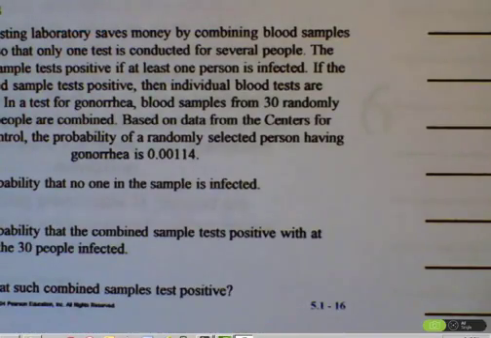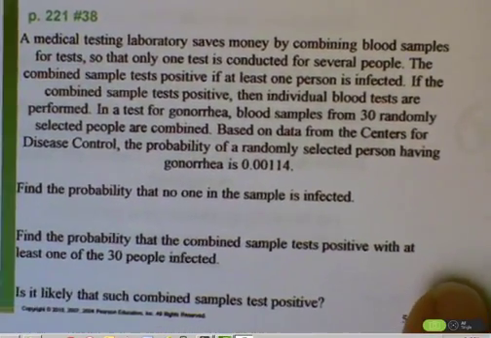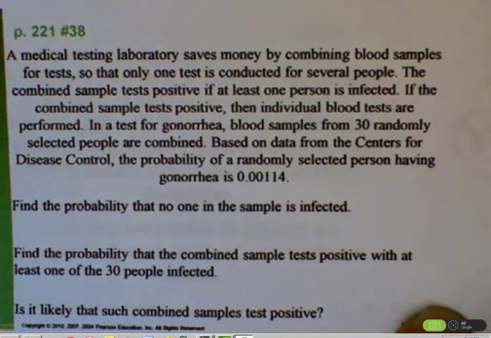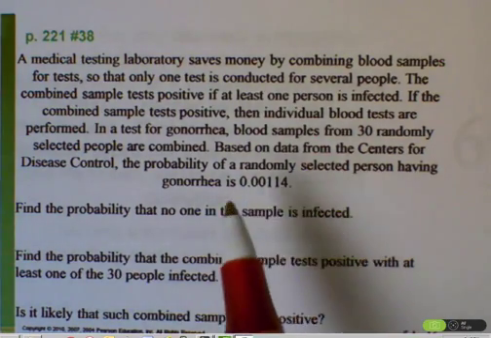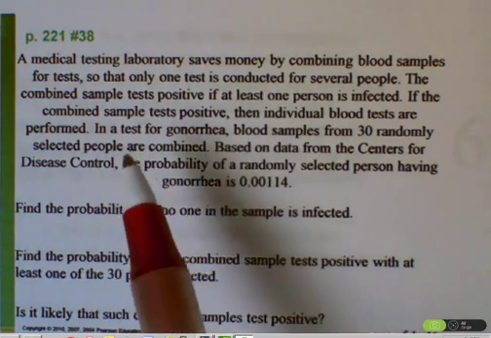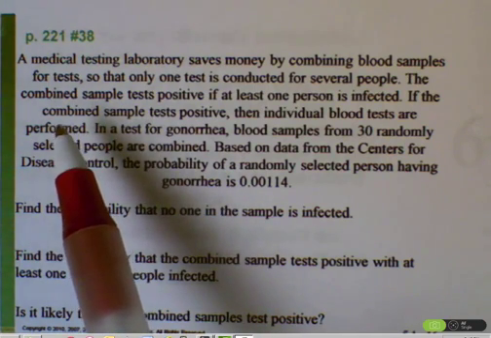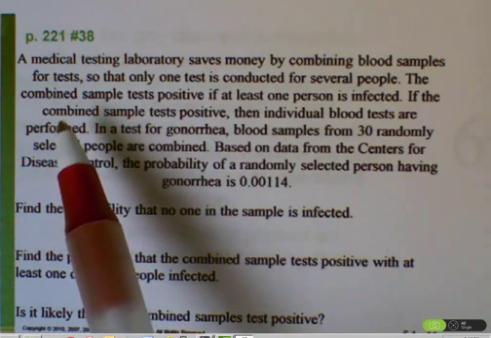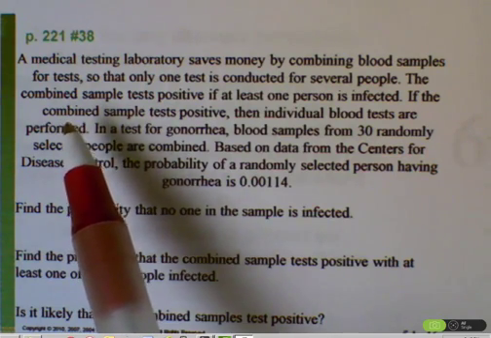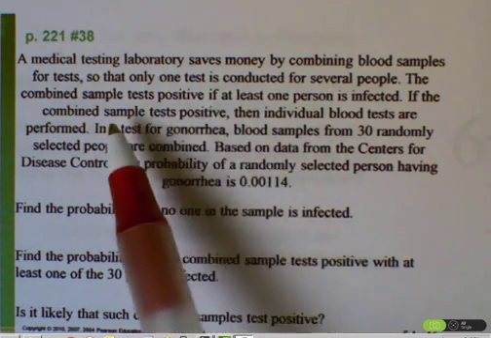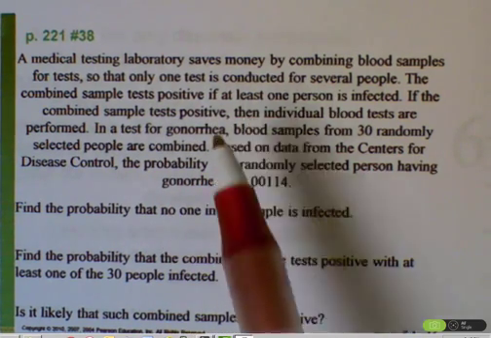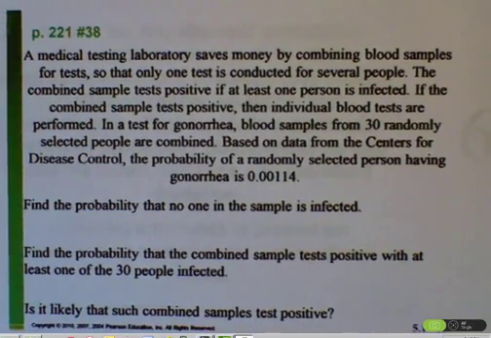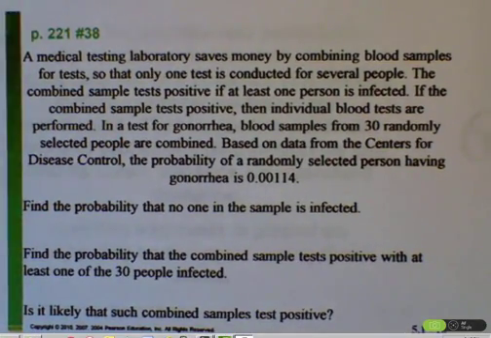All right. One more problem involving finding probability. A medical testing laboratory saves money by combining blood samples for test so that only one test is conducted for several people. The combined sample tests positive if at least one person is infected. If the combined sample tests positive, then you have to go back and do individual tests. But medical laboratories save a lot of money with batch testing for diseases that are fairly rare.